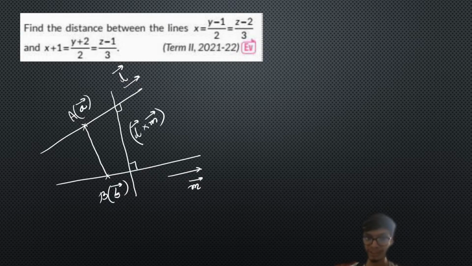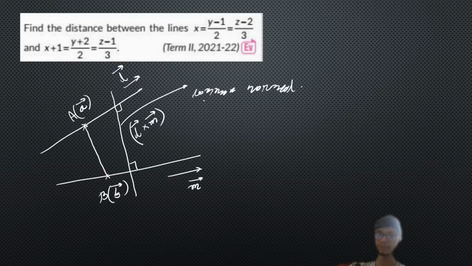Now, in order to find the shortest distance, the shortest distance between the two lines is going to be simply the projection of this AB line onto this perpendicular line, onto this common normal. So this is going to be our common normal, right? This is going to be a common normal.